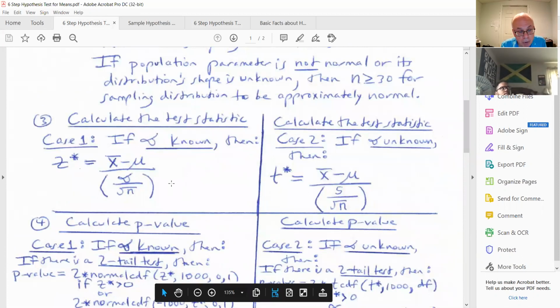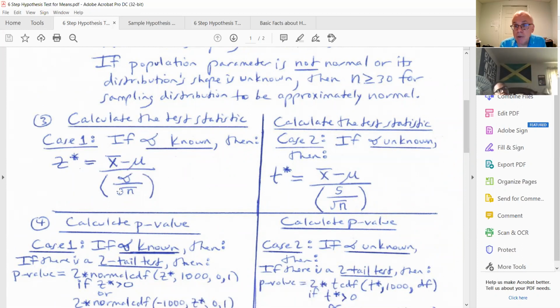And it's going to look familiar to you. It'll be the sample mean minus the proposed or hypothesized mean divided by the standard error, the denominator. Standard error is the standard deviation of the sampling distribution of sample means. That's called the standard error. You need to know that, by the way.